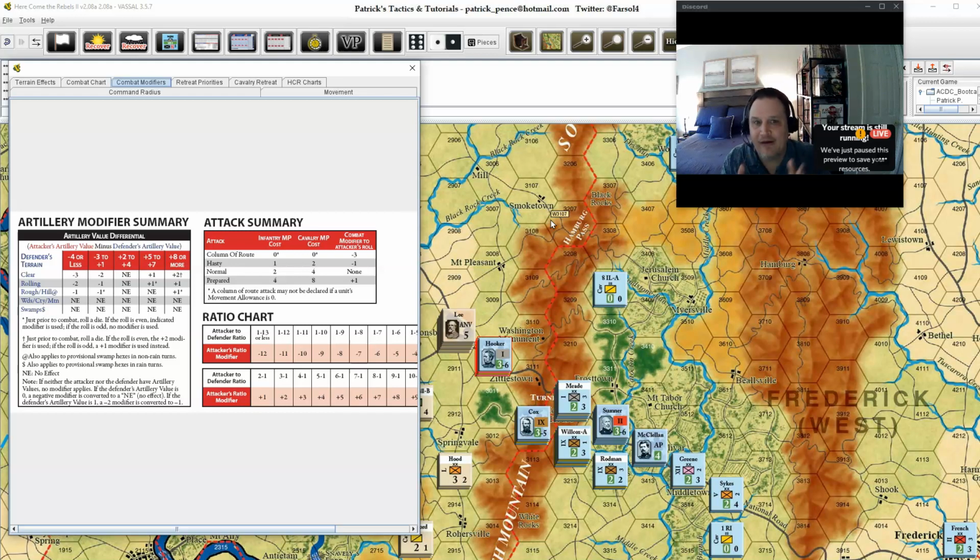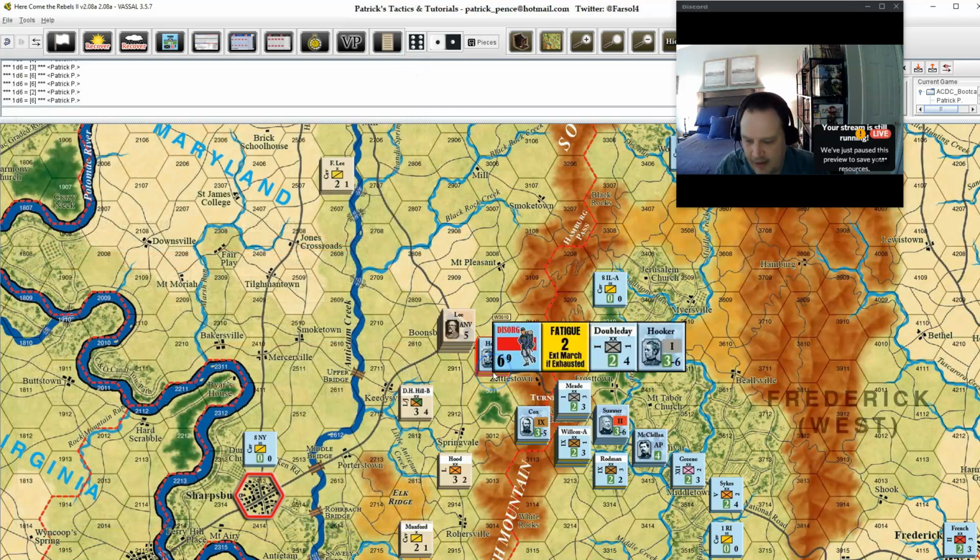They actually have to have movement points left over in order to spend 0. You can't just get there because of a cavalry retreat, whatever, and they have no movement left. You can't do that anyway. So he's going to make a normal attack here.